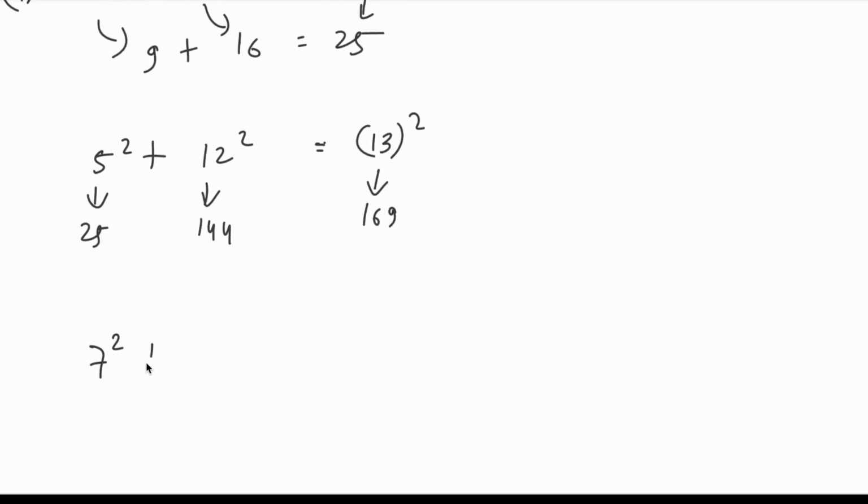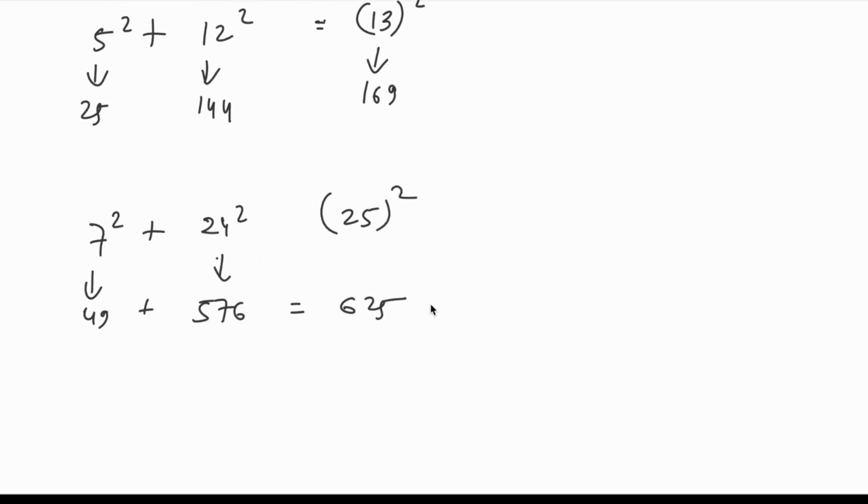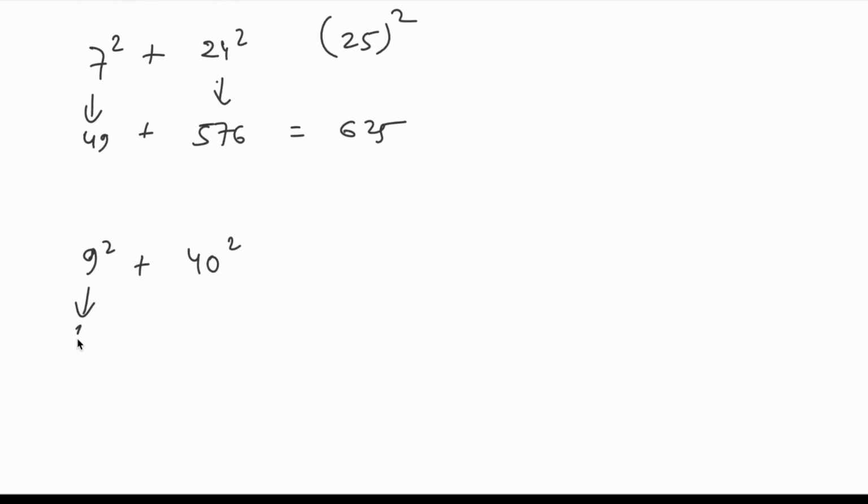Now the next pattern, 7 square plus 24 square. 7 square is 49 and 24 square is 576, which equals 625, which will give you 25 square. Okay, now the last one, 9 square plus 40 square. 9 square is what? 81. 40 square is 1600. Just add it, you will get 1681, which is the square of 41.